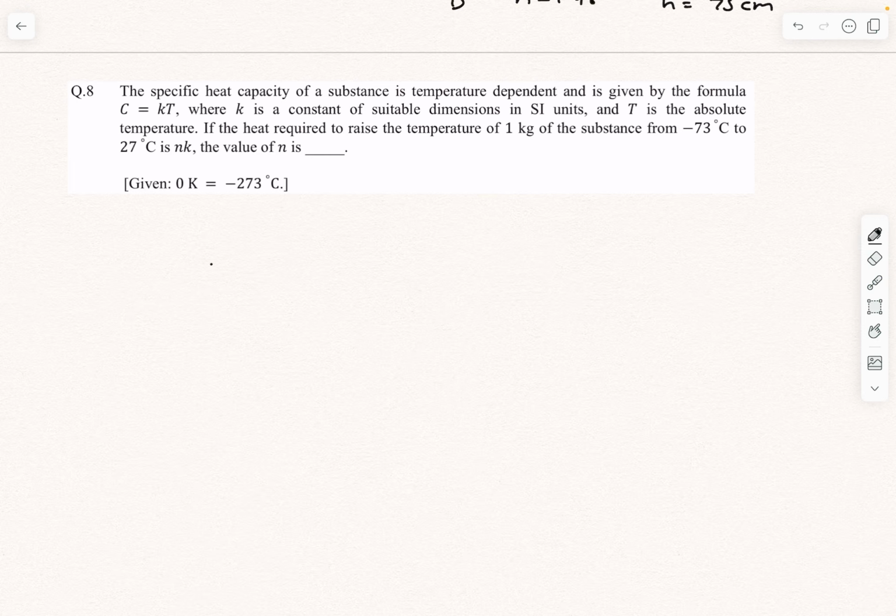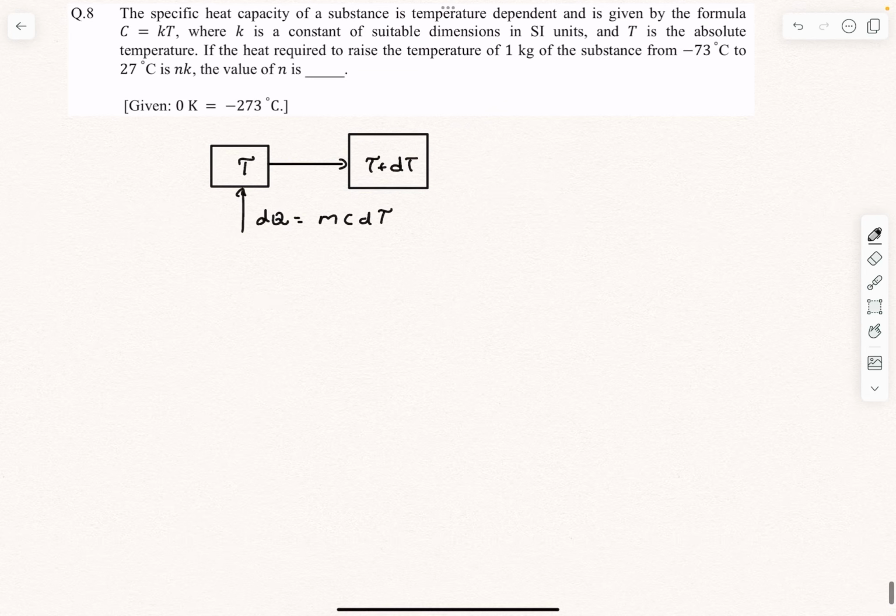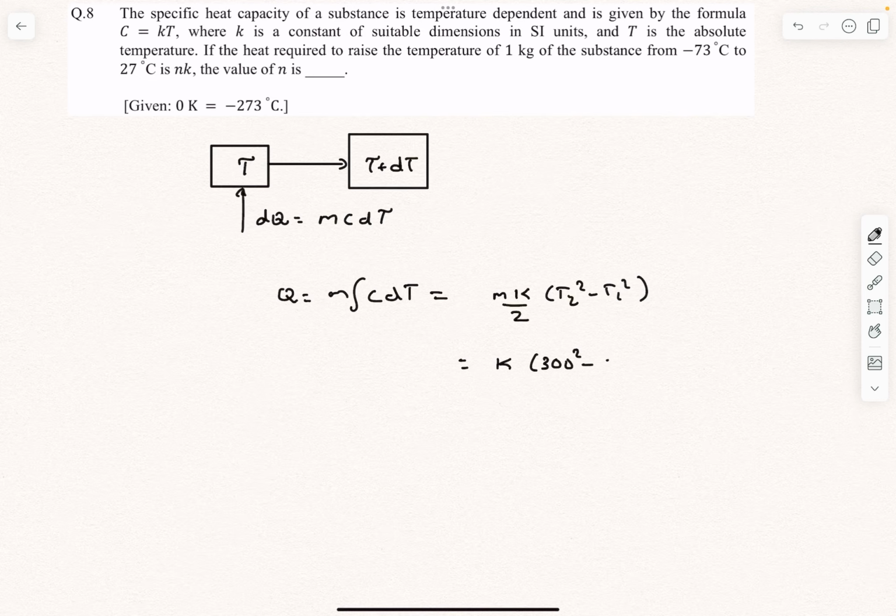So if I have a system, guys, whose temperature is T, and if I want to raise the temperature to T plus dt, a very slight amount, then the small heat that I would have to provide is mc dt. Now for the total heat we'll just integrate this expression. So we'll get Q equals integral of m times c dt. This simplifies as this expression. So m is 1 kg, so this will be k times 300 squared minus 200 squared. So this will be 9 minus 4, 5, so 50,000 by 2 will be 25,000 k. So this would be the answer to this question.